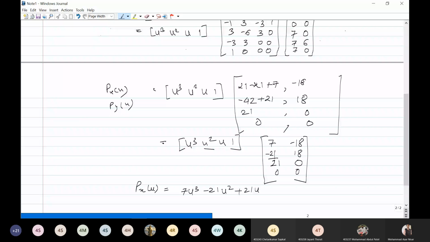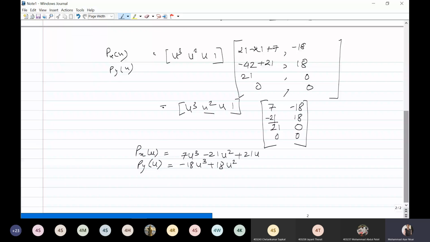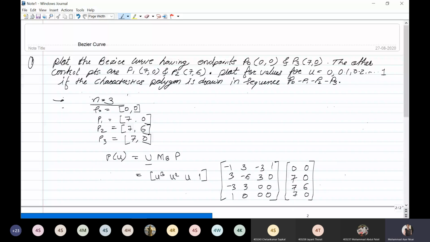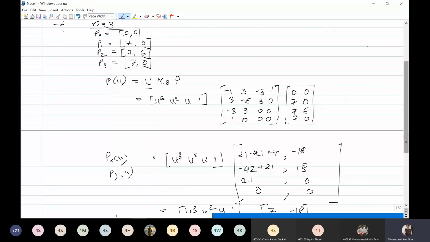For y: -18 u cube and plus 18 u square. There will be no other terms. So these are the two equations. Now we have to find the values of the curve by varying u from 0, 0.1, 0.2, 0.3, 0.4, and so on. In this way, you can use the tabular form for the answers.